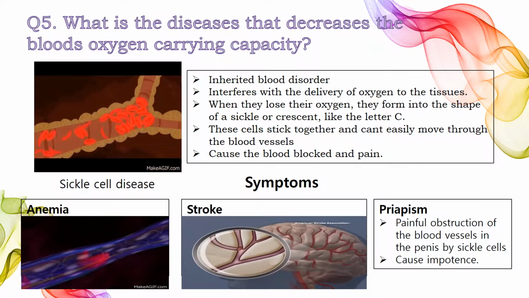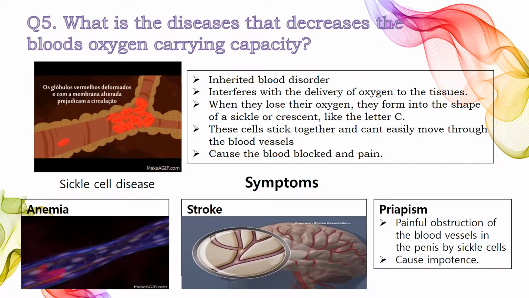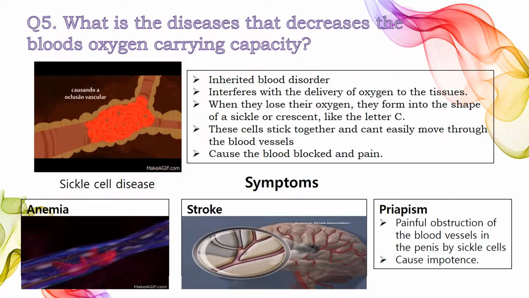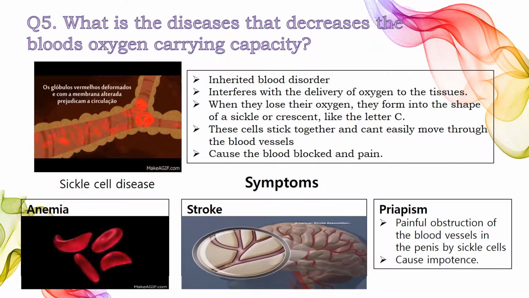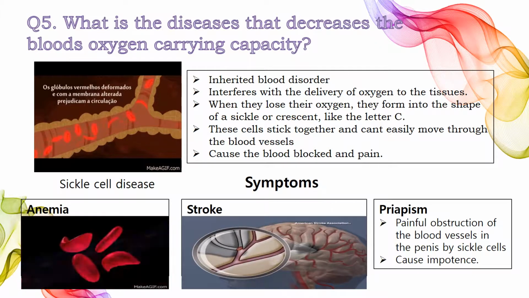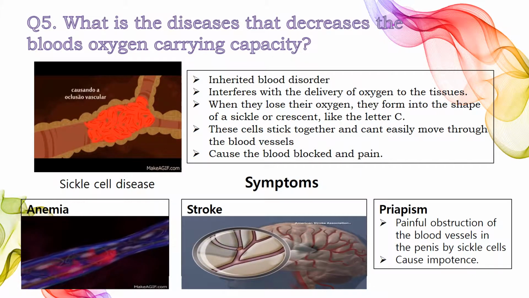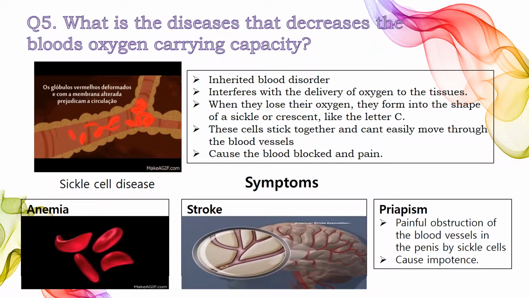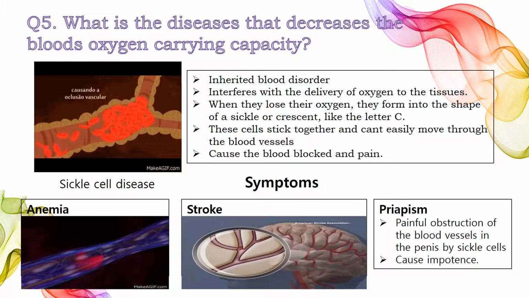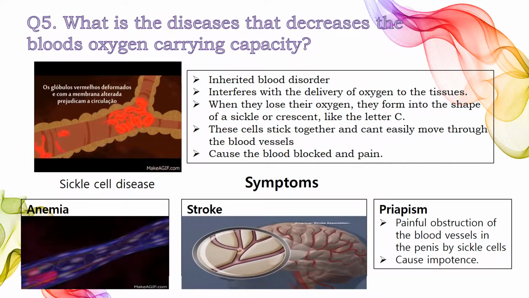Sickle cell disease occurs when red blood cells lose their oxygen and the hemoglobin forms into the shape of a sickle or crescent, like the letter C, as you can see in the picture. Then these cells can stick together and cause the blood to not move easily through the blood vessel. The blood vessel will be blocked and cause pain.